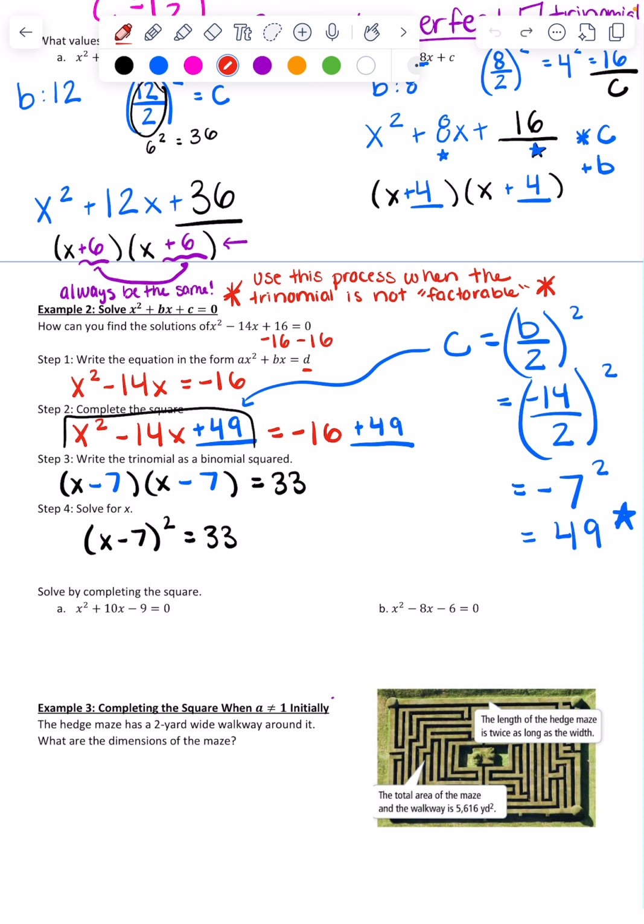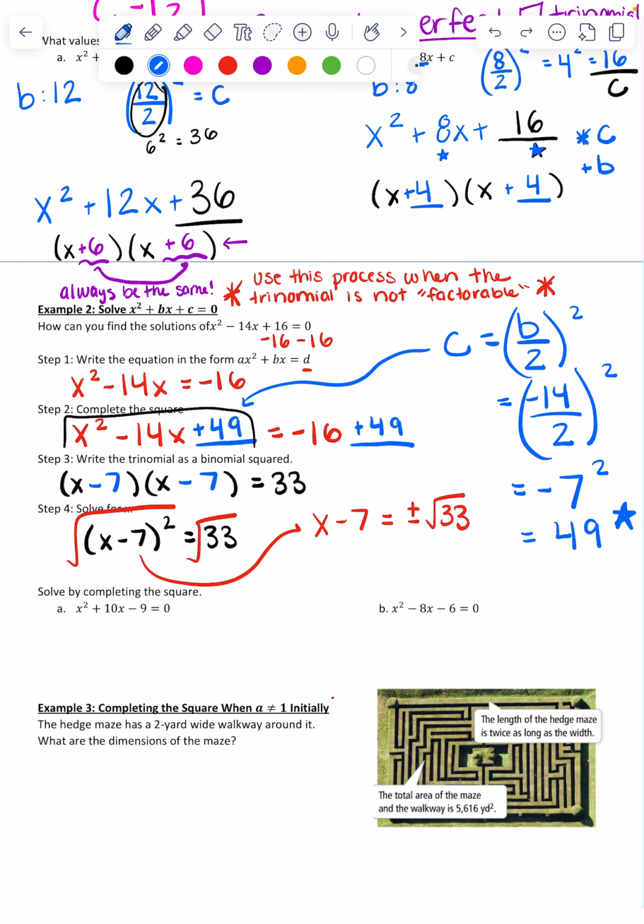Once we have our binomial squared, we can solve this by taking the square root on both sides. The square root and the little square exponent of 2 just cancel out. So on the left side, we're just left with x minus 7. And on the right-hand side, we're left with plus or minus root 33. That's not a perfect square, so I can't really simplify that right now. We're just going to leave it as it is, but make sure that we have a positive and a negative answer.